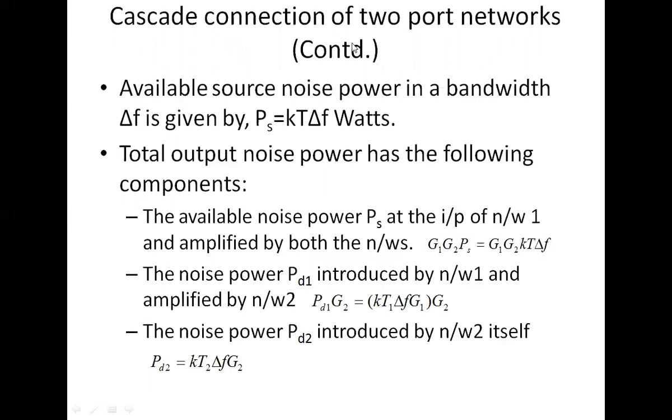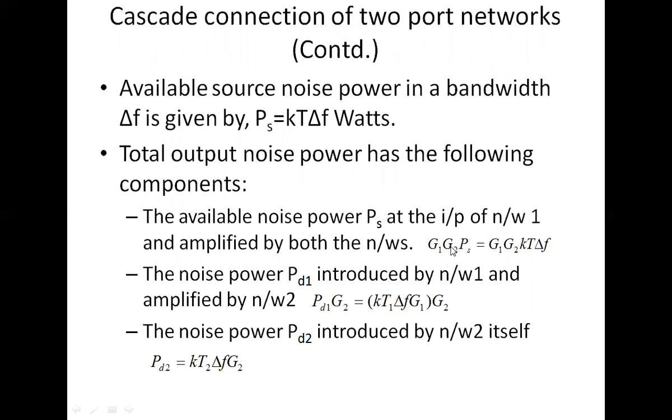Continuing, how do we define the available source noise power in a bandwidth delta F? I have only changed the notation: earlier I wrote it as N1, now it is PS. So PS is kT delta F. The total output noise power is made up of three terms. I'm just repeating here: one is G1 G2 PS, where PS is kT delta F. The second is PD1 G2. The third is the noise power PD2 introduced by network 2 itself.